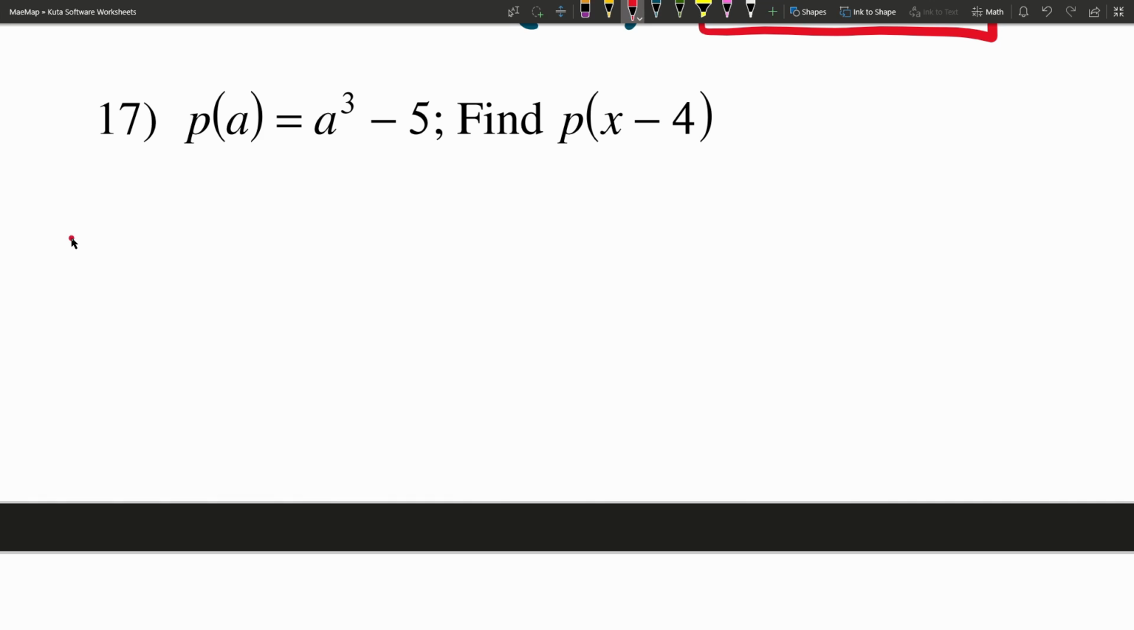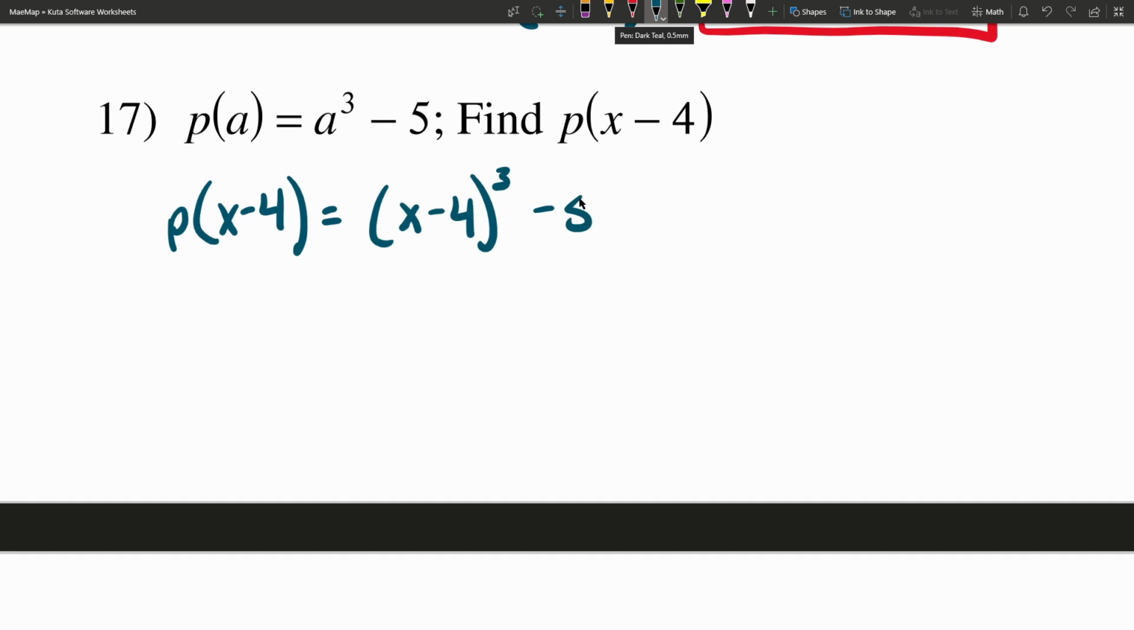But anyway, moving right along, we have p of a equals a cubed minus 5. We want to find p of x minus 4. That means we're plugging in x minus 4 everywhere we have an a in our function. So p of x minus 4 equals x minus 4 cubed minus 5.